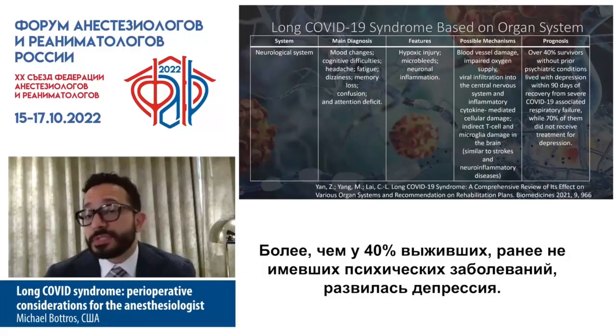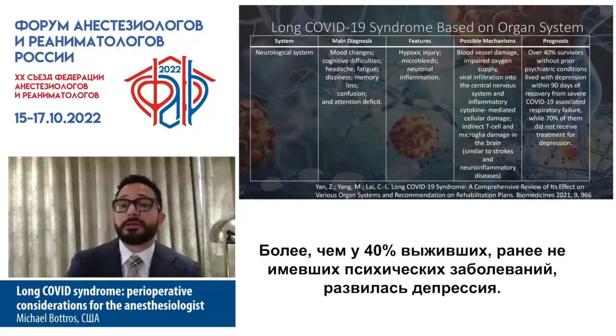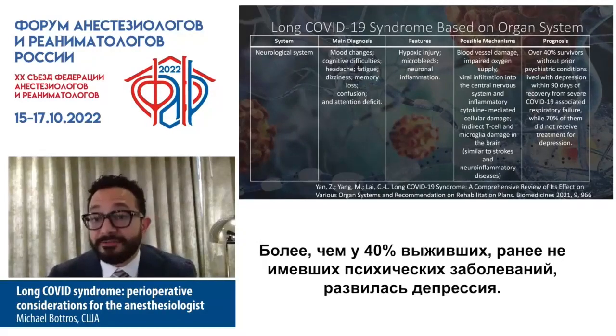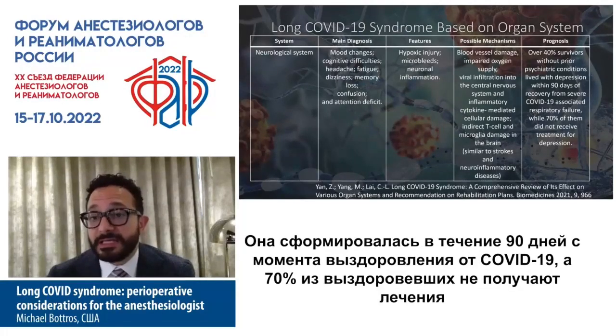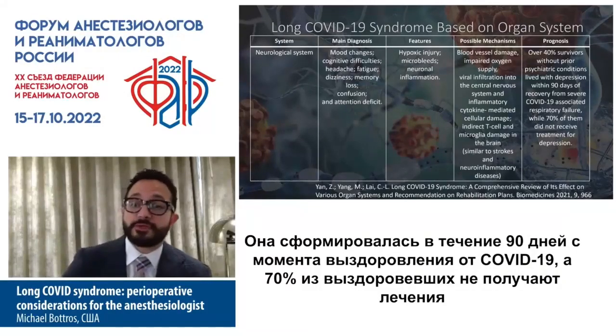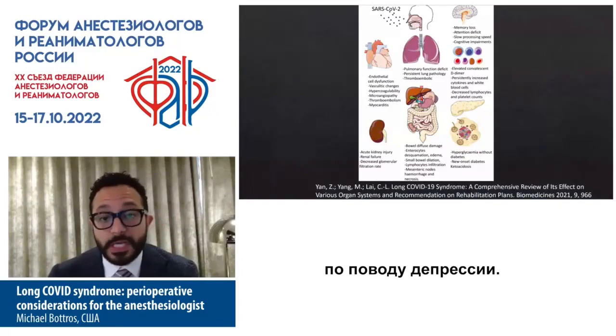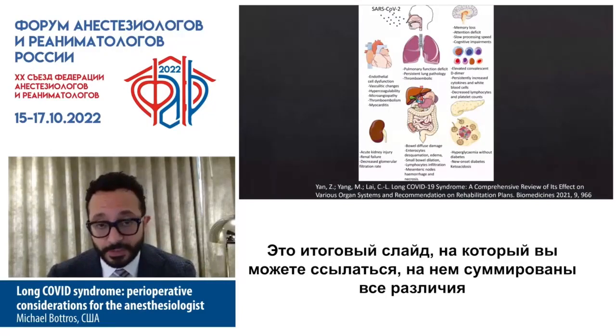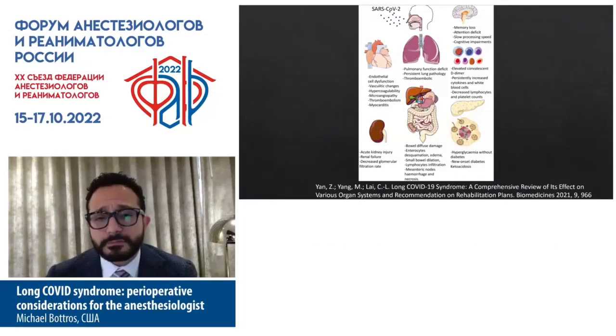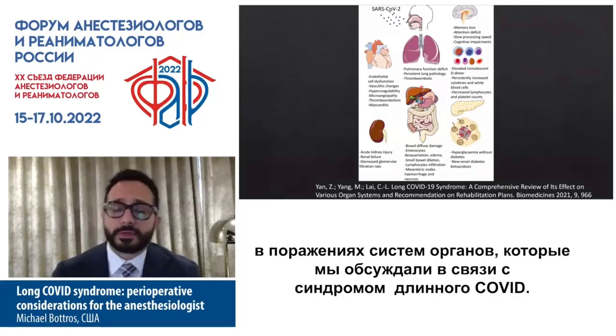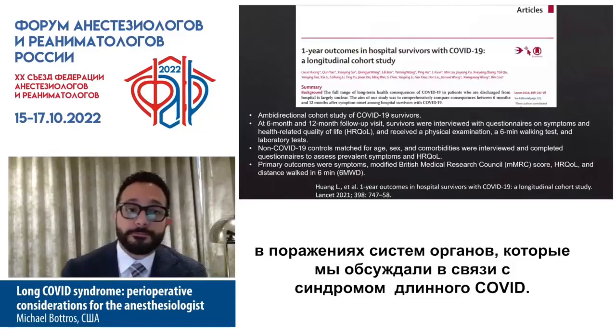Over 40% of survivors without prior psychiatric conditions lived with depression within 90 days from the recovery of COVID-19, and 70% of them don't receive treatment for depression. This is a summary slide that you can refer to that summarizes all the different organ systems we discussed regarding the long COVID syndrome.